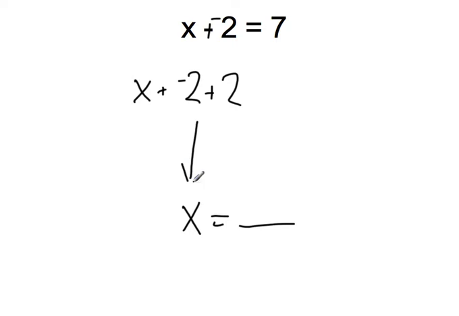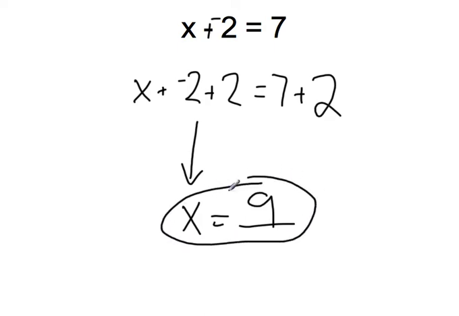Now we have x plus 0, which is just x. Now be careful, we actually changed the left side of the equation. We added 2 to it. So in order to balance off the equation using the addition property of equality, we have to add that same 2 to the right side of the equation. 7 plus 2 is 9, so x is equal to 9. And that's how we solve.